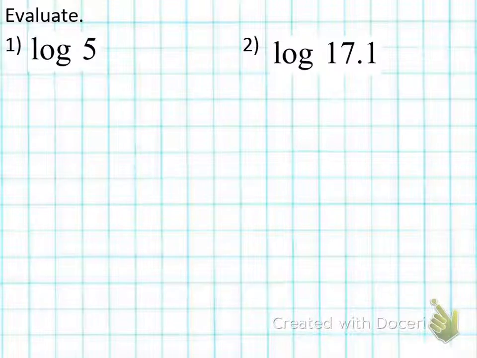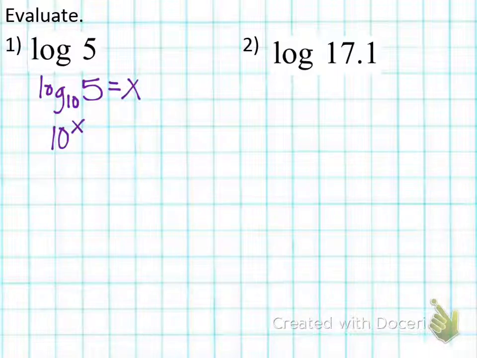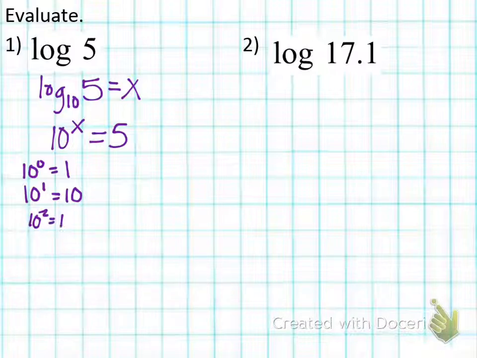So here are our first two examples. Remember, this is just like saying log base 10 of 5. Okay, it has that invisible 10 here. So from yesterday's lesson, we would set this equal to x and rewrite it as an exponential. So we would have 10 to the x equals 5. Okay, and if we think about our powers of 10, we know 10 to the 0 is just 1. 10 to the first power is 10, and 10 squared is 100. So we know that 5 is somewhere right in between, so the answer should be between 0 and 1.